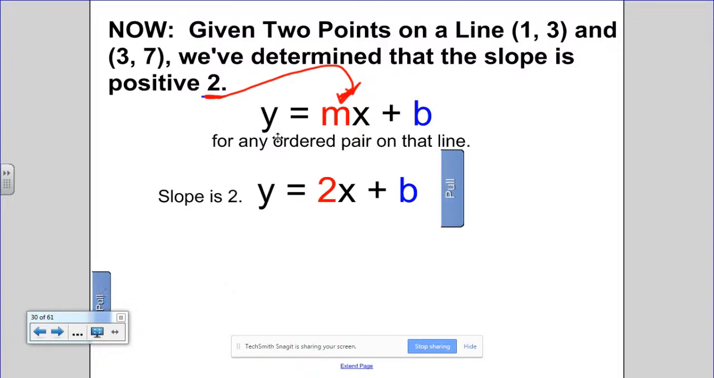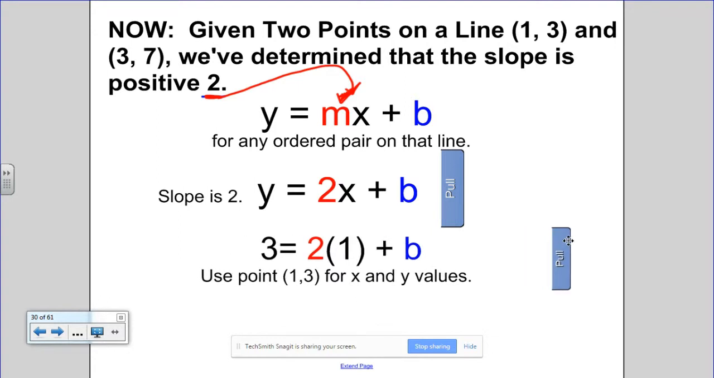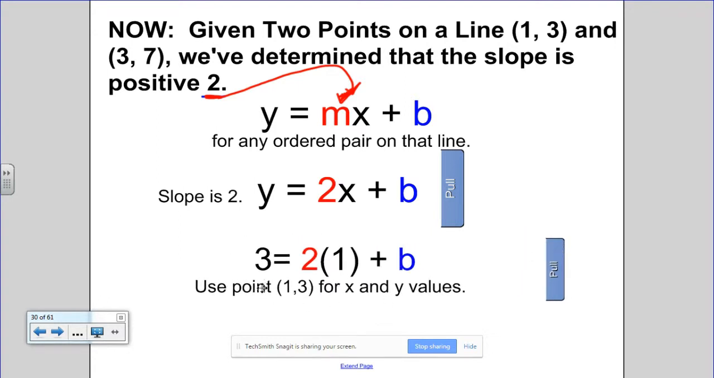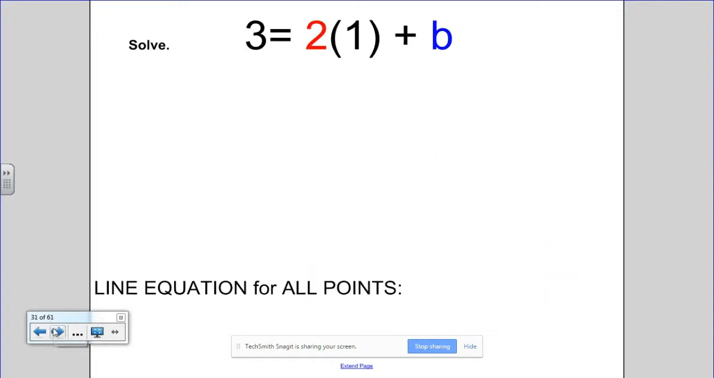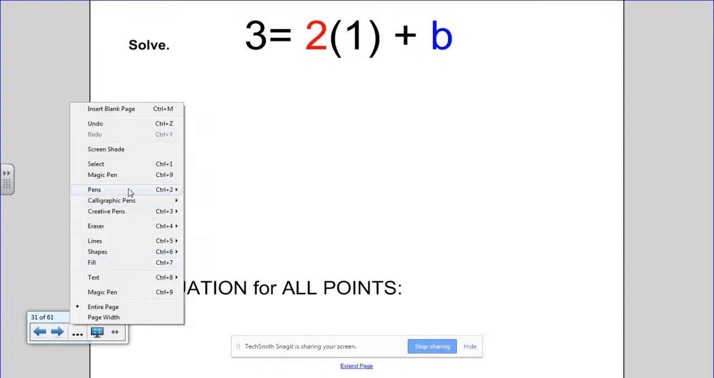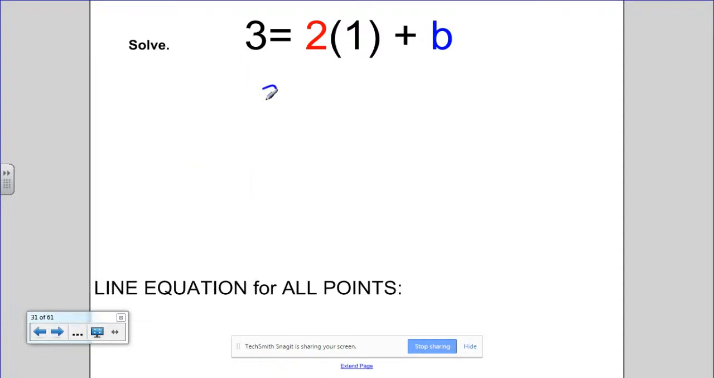So what I can do is I'm going to just take the very first point that I see, (1, 3), and I'm going to put the x value in for x and the y value in for y. So I say 3 equals 2 times 1 plus whatever the heck b was. Okay, let's figure out what b was. Let's go ahead and solve. 3 equals 2 times 1 plus b. Well, simplify. 2 times 1, I hope you're thinking already. Well, Mr. Cummings, 2 times 1 is 2. Plus b, this is a 5th grade equation. Subtract your 2 from both sides, and 1 equals b.